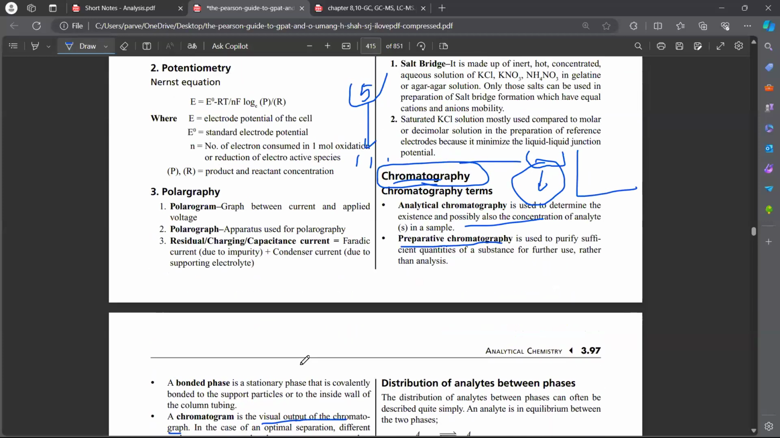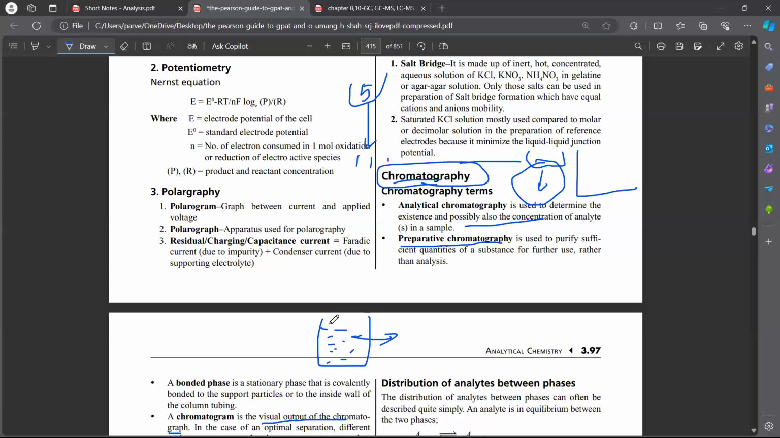When we talk about adsorption chromatography, do you know who coined the term chromatography and did the first chromatography? Michael Tswett, great. So what he did was take a column and pack the column with calcium carbonate, CaCO3.